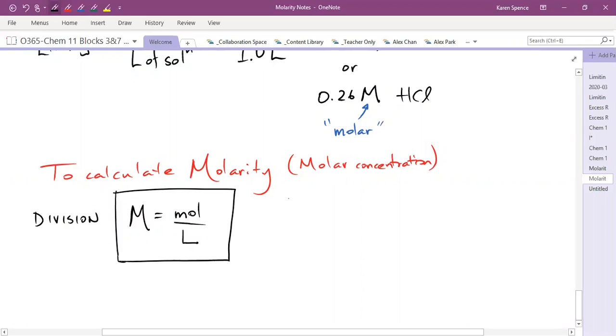So capital M is the concentration. Moles, of course, is the moles of solute.